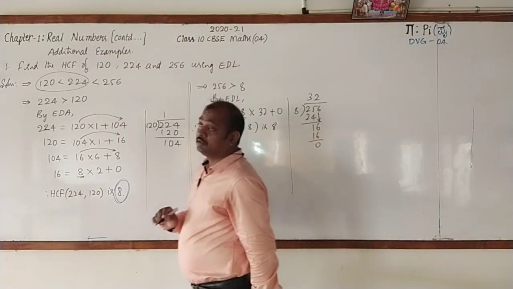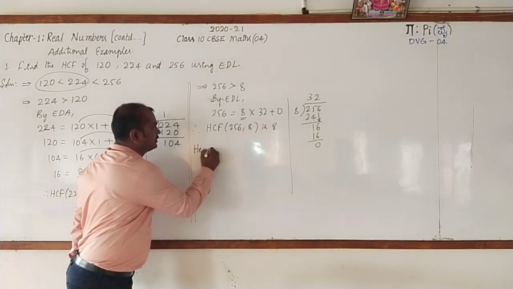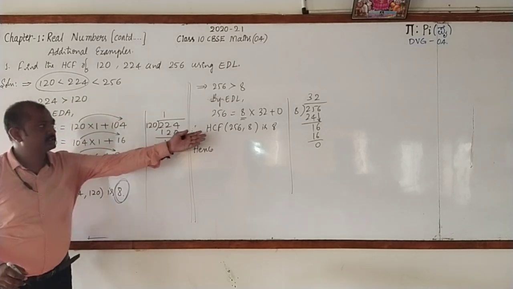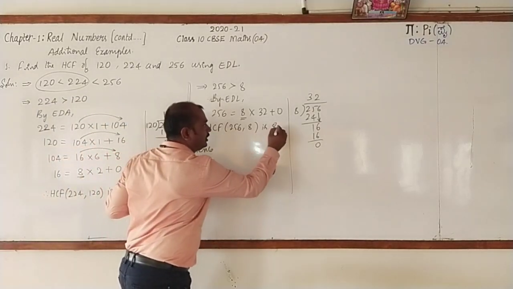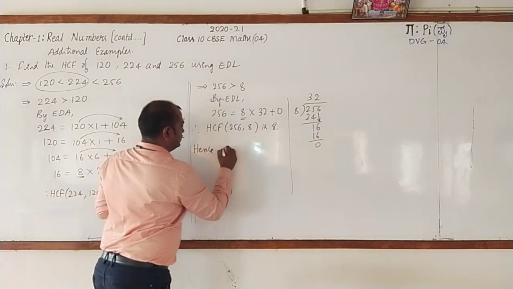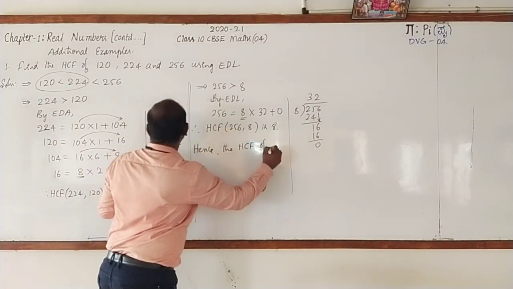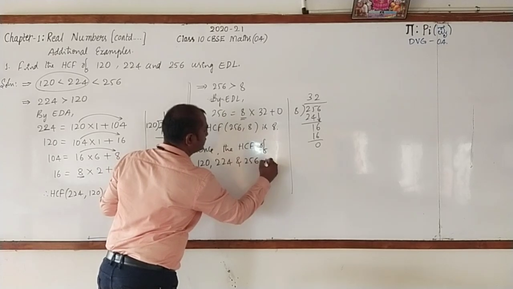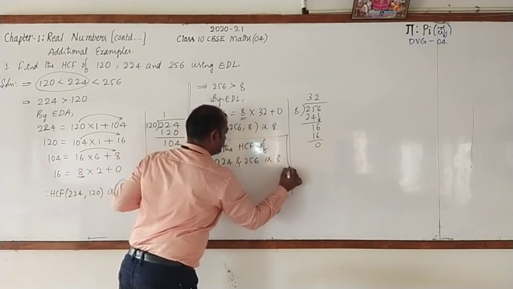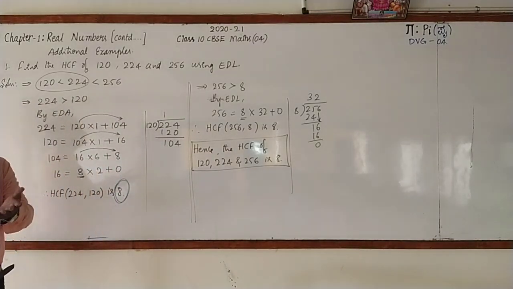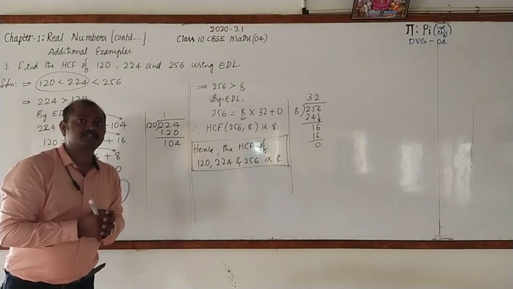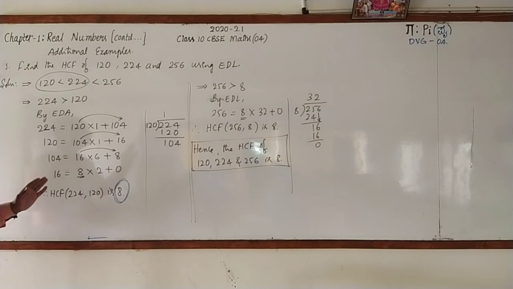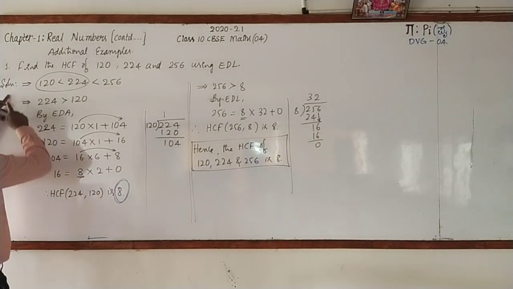Got it? And the conclusion: hence, the HCF of all these three numbers, 120, 224 and 256, is 8. Clear? Please do practice. A few more problems are given in your S chart as well as RD Sharma. You can work out more problems. Now, please pause the video and copy from here to there.